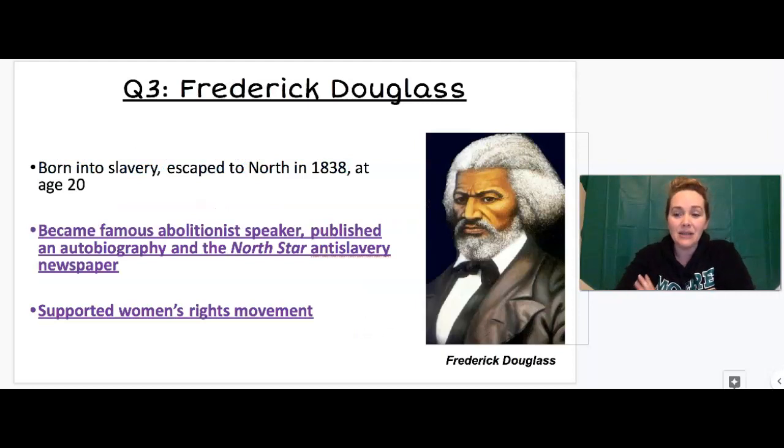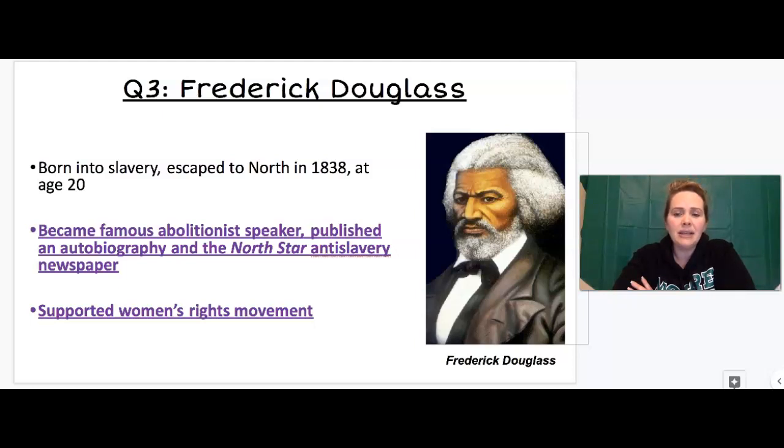Frederick Douglass. A lot of you guys have probably heard of him before. He's one of the most famous African-American abolitionists. He was born into slavery, worked on a plantation. At the age of 20, he managed to escape to the North, and he became a famous abolitionist speaker. Remember, abolitionist is anti-slavery, okay? He published an autobiography about his time as a slave and his escape to the North.